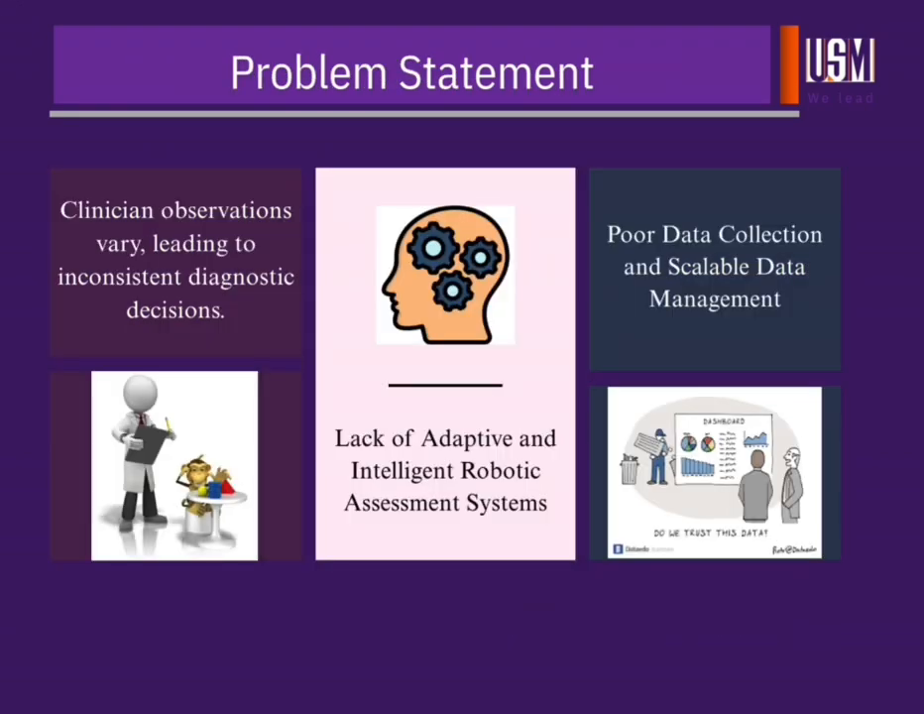So based on that, we have three problem statements that we have collected in order to solve. First problem is clinician observation varies, leading to inconsistent diagnostic decisions. Second is the lack of an adaptive and intelligent robotic assessment system. And lastly is poor data collection and scalable data management.